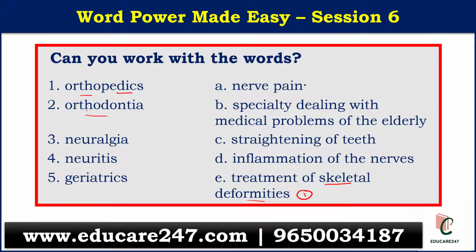Orthodontia is relating to the teeth. So straightening of teeth will be termed as orthodontia. Neuralgia is pain in nerves, so it's nerve pain. Next is neuritis, a disease relating to the nerves, so inflammation of nerves, if you remember. Next we have geriatrics. Geriatrics was the study of old people's diseases, so dealing with problems of old people. These were our 5 words.